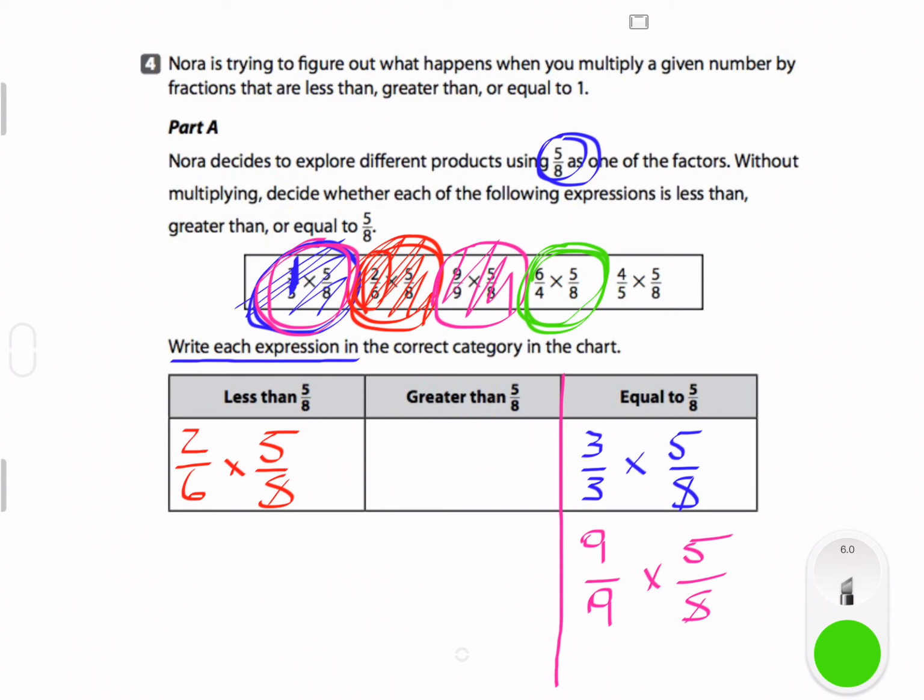6/4 is an improper fraction. It's top-heavy. The numerator is larger than the denominator. So that tells me already that it needs to go in this category on our chart right here. 6/4 times 5/8 goes there because 6/4 is greater than 1. And we don't have to think about this one anymore.